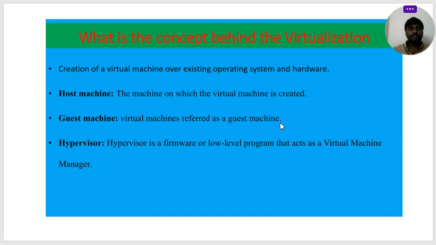What is the concept behind virtualization? Basically, there are two major machines in virtualization. One is the host machine, and another is the guest machine. In the host machine, we install the guest machine. What is the host machine? The host machine is where the virtual machine is created. The virtual machines are referred to as guest machines. Hypervisor is firmware or software, a low-level program that acts as a virtual machine manager.